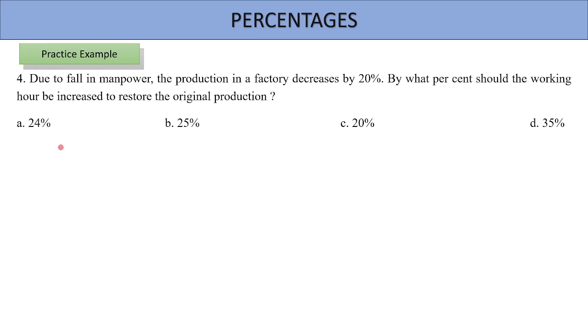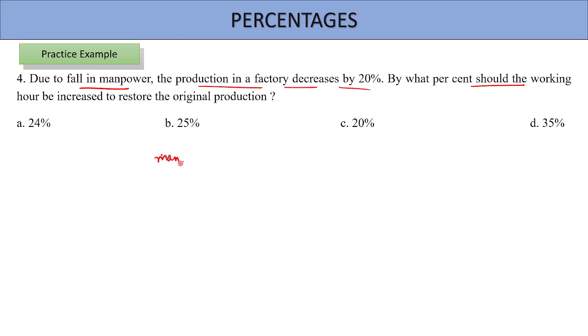Fourth one: due to the fall in manpower, production in the factory decreases by 20%. By what percent should the working hours be increased to restore the original production? Due to the fall in manpower, the production in a factory decreases by 20%. Then what percent should the working hours be increased?